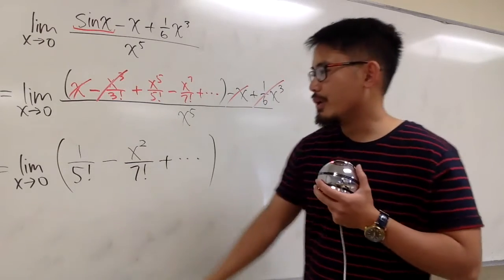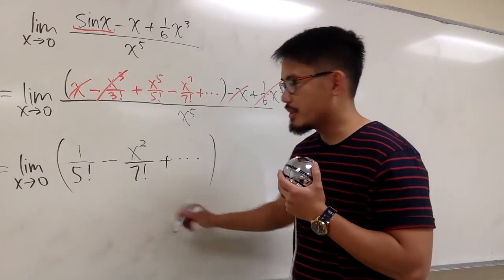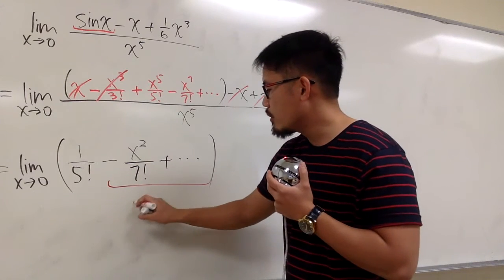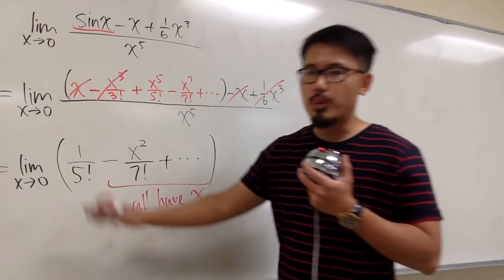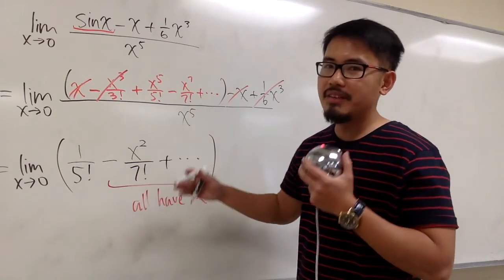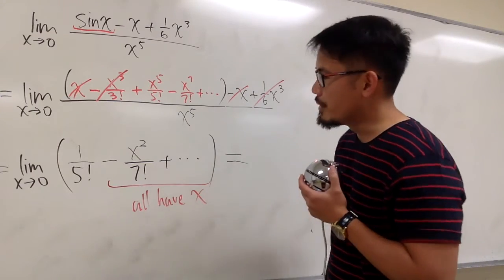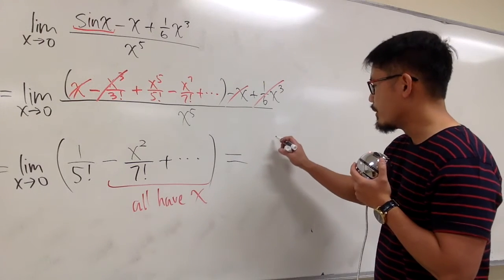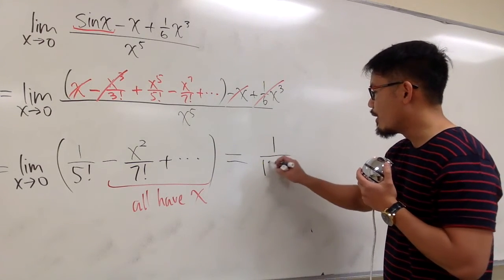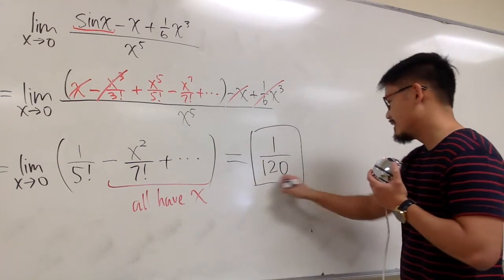So now, we are going to take the limit as x is approaching 0. But for all these other terms, they all have an x. When we plug in 0 into all these terms, they pretty much will just become 0. The only term that will be left is just the 1 over 5 factorial. And 1 over 5 factorial is 1 over 120. And that is it. This is the answer. That's it.